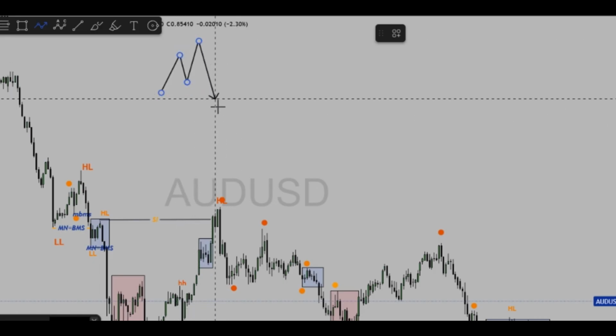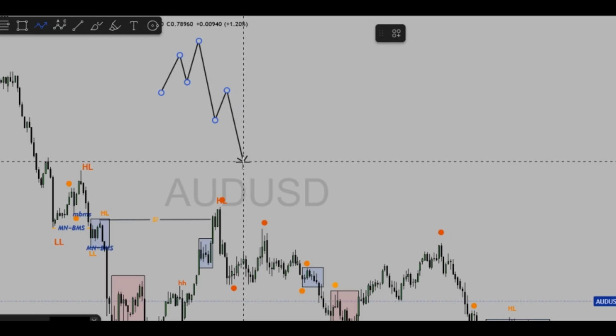This is what you should have seen. A major structure break downwards, and for that, a range structure being formed, it's all good.